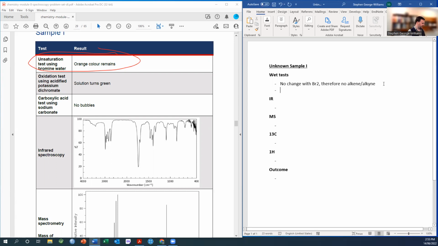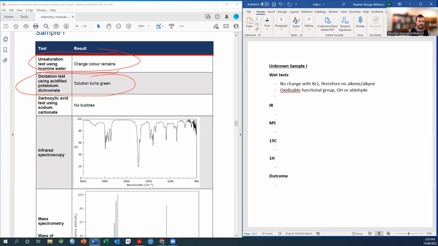We have an oxidation test, and we're told that the solution turns green. It has changed color from yellow, so it has reacted. That means there is something that can be oxidized in there. So I say there is an oxidizable functional group. So we've got an alcohol or an aldehyde. Either of these can be oxidized under these conditions.